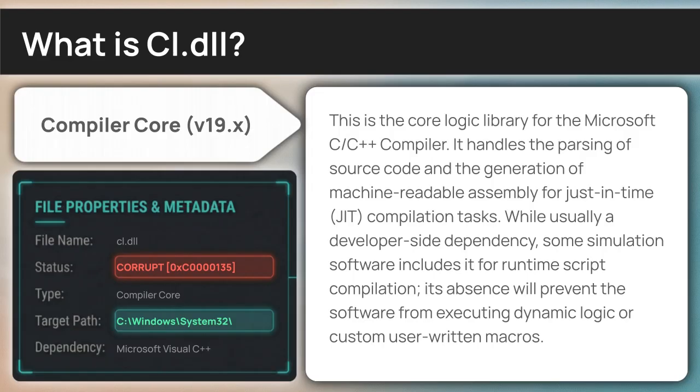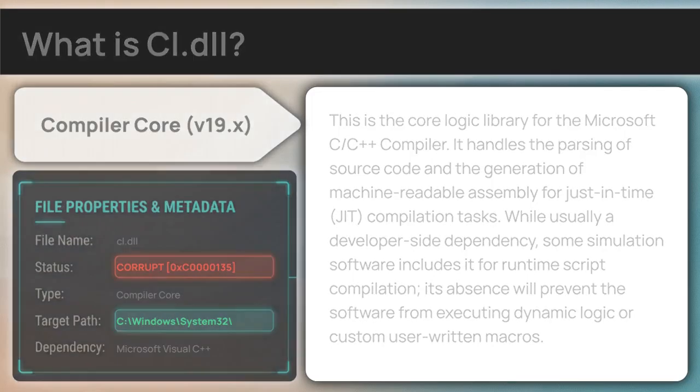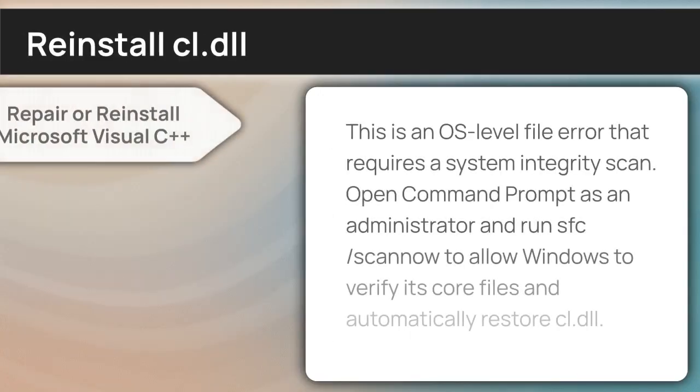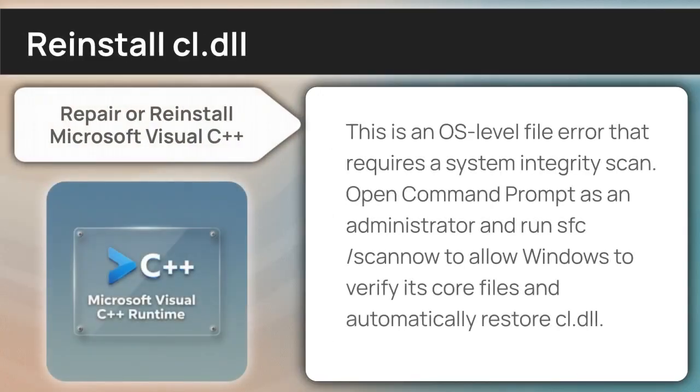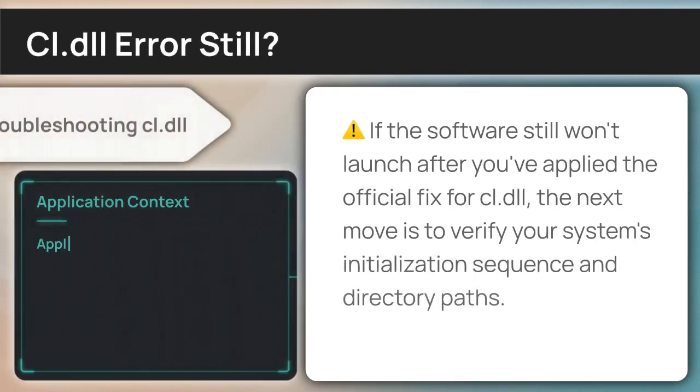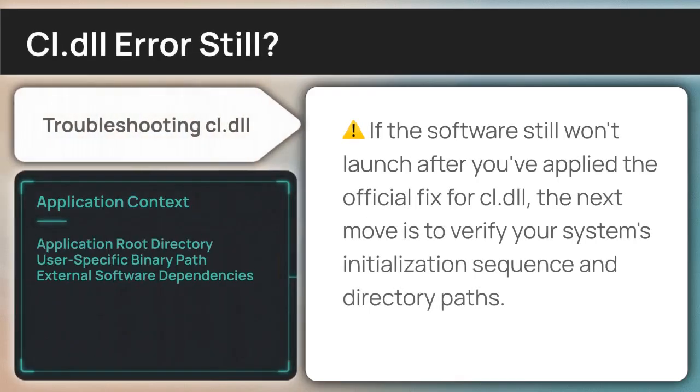Now that the technicals are covered, let's run the official installer. This is an OS-level file error that requires a system integrity scan. Open command prompt as an administrator and run sfc /scannow to allow Windows to verify its core files and automatically restore Cl library DLL. If the application still won't initialize, we need to shift our focus to how the Windows loader is interacting with the library.